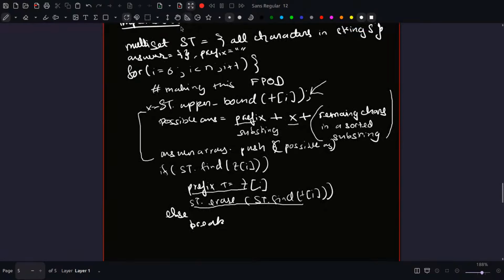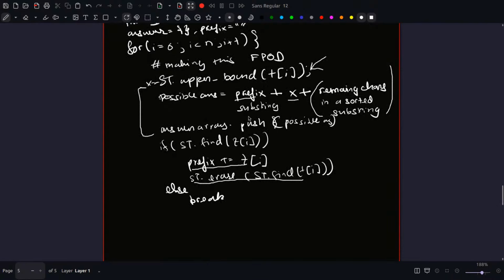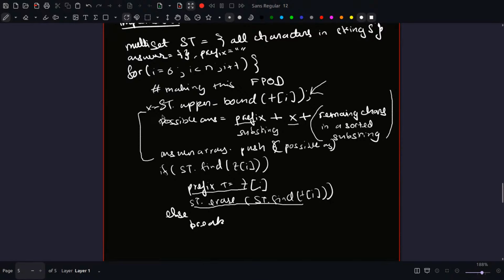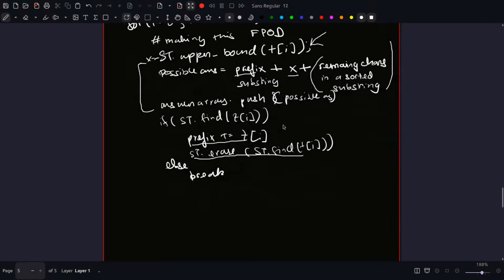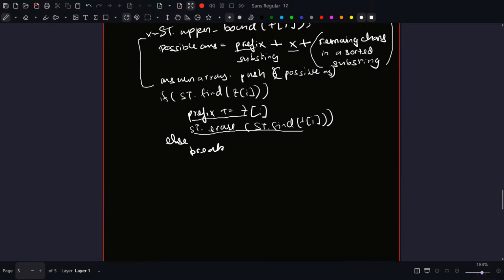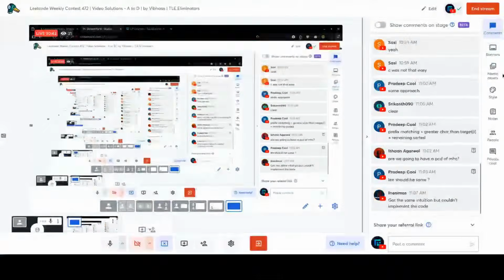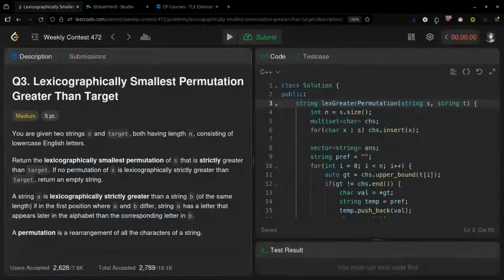And the time complexity for this will be big O of n times, I think, n log n, because we are going to create a whole string over here and we're going to use multiset. So the time complexity will be big O of n times n log n. So the overall time complexity should be big O of n square log n. Okay. So that's the idea for this question. Let's have a look at the code.